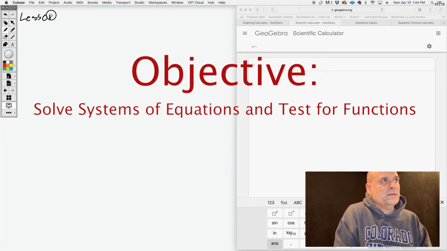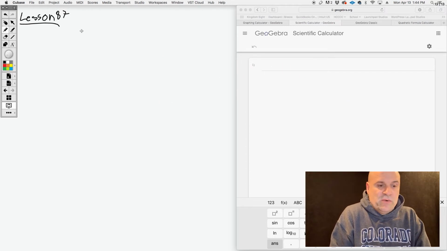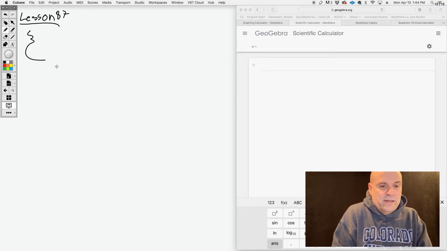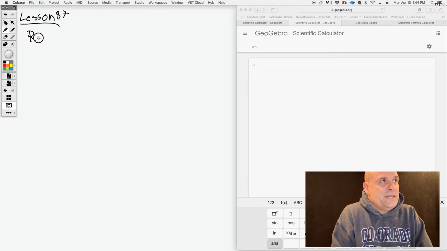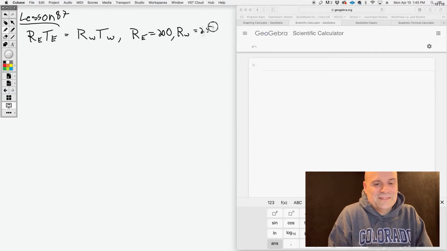All right, lesson 87. Here's how we're going to start. We're going to do more on systems of equations. So let's get some more equations in here. Let's say RE TE equals RW TW. Also, RE equals 200, RW equals 250. And then we've got TE plus TW equals 9.